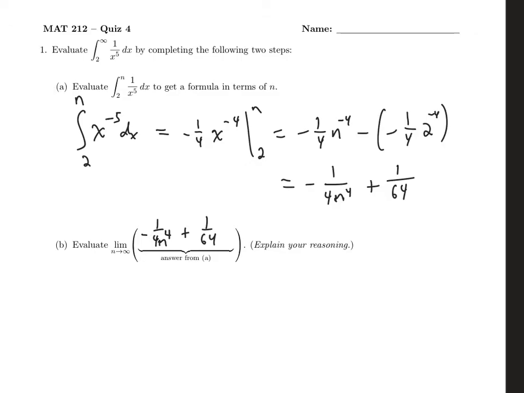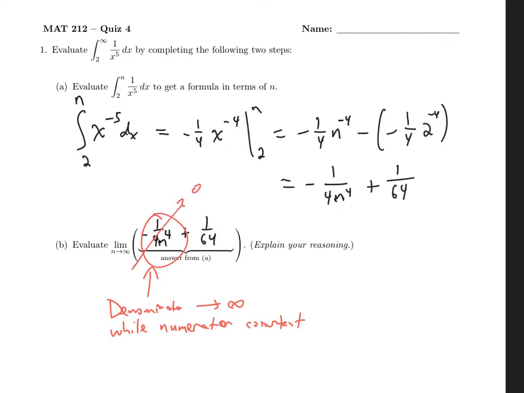So this term has the denominator growing to infinity while the numerator doesn't change. The numerator is constant. So that's the base case for our limits at infinity, really. We have a constant numerator, the denominator going to infinity means that this fraction is going to 0. And so this expression gets closer and closer to 0 plus 1 over 64, which is just 1 over 64.